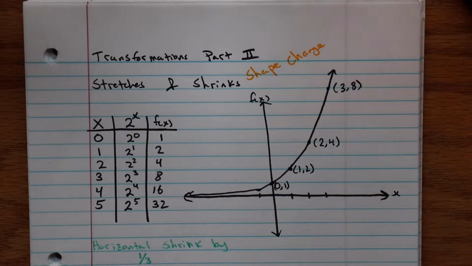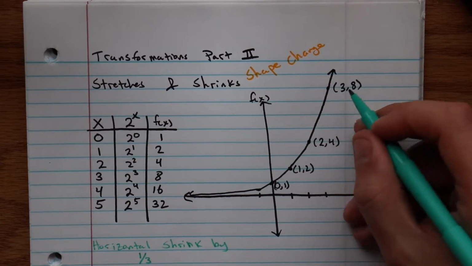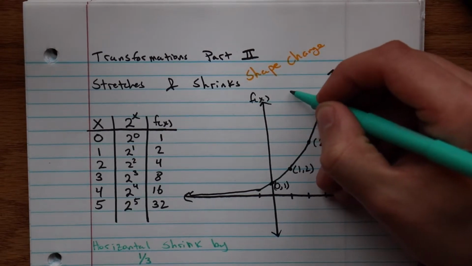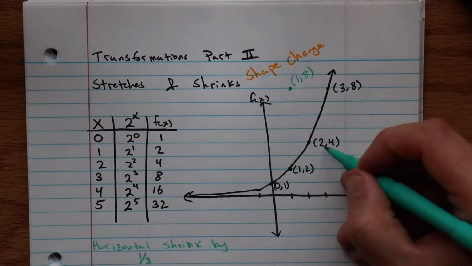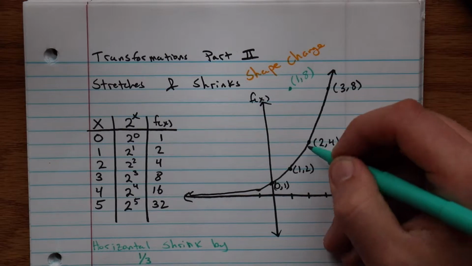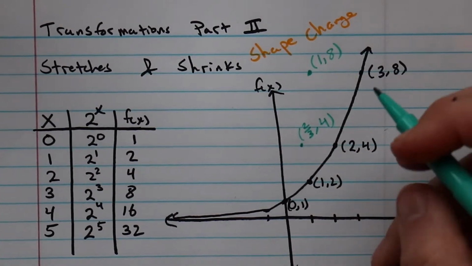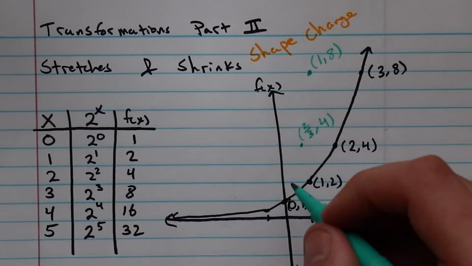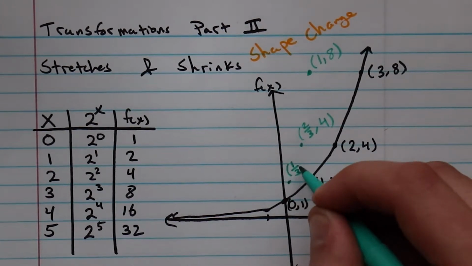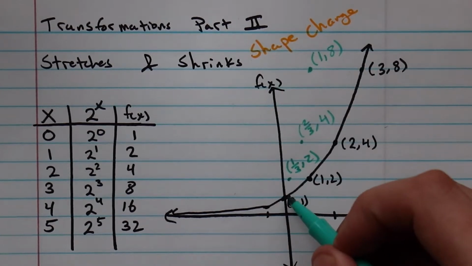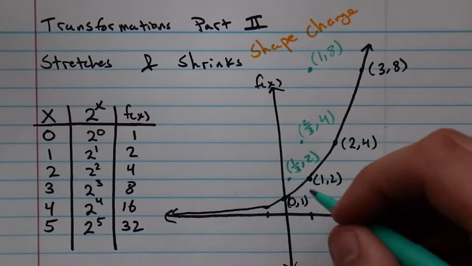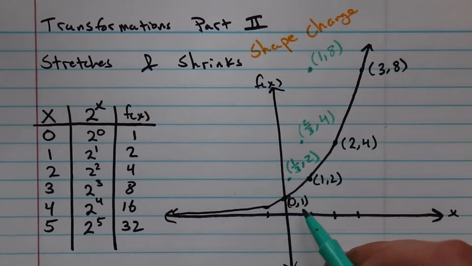You're going to shrink everything horizontally by a factor of 3, meaning that 3, 8 is going to shrink to the point 1, 8. All the inputs we're going to divide by 3. So 2, 4 is going to become 2/3, 4. 1, 2 is going to shrink to 1/3, 2. Notice the point 0, 1 is going to stay where it is. If we take a third of nothing, we get nothing.